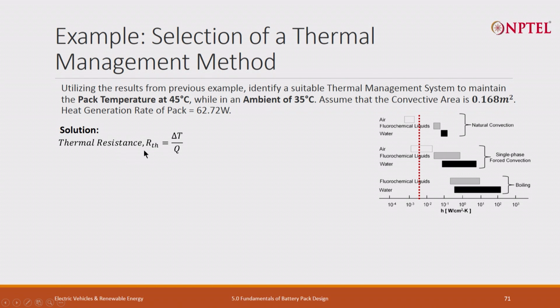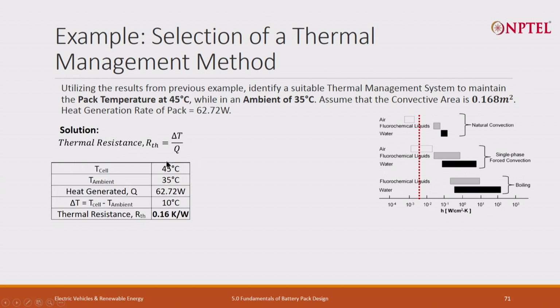The thermal resistance R_th is delta T by Q. Now T cell is 45 degree, this is the maximum limit, T ambient 35 degree C, so delta T is 10 degree centigrade. Delta T we know, Q we know, so from this formula the thermal resistance is 0.16 K per watt.